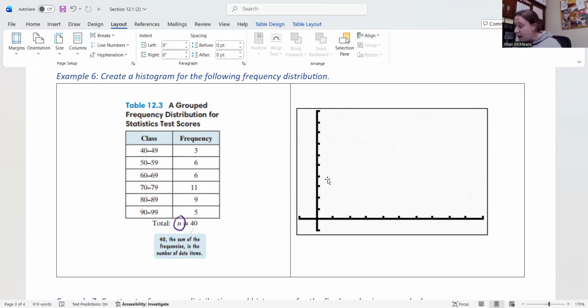Okay, so let's go ahead and build our histogram. Along the x-axis, we're going to put the statistics test scores. So we're going to go test score intervals.